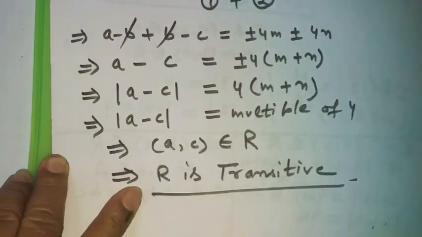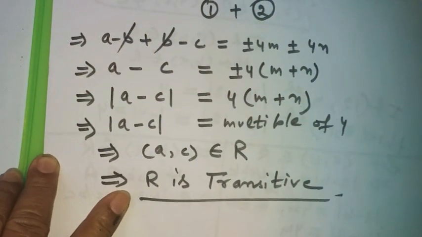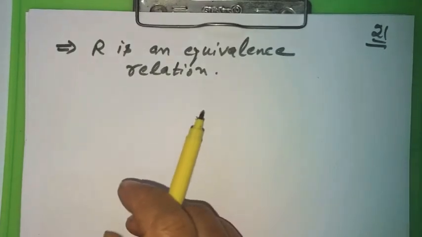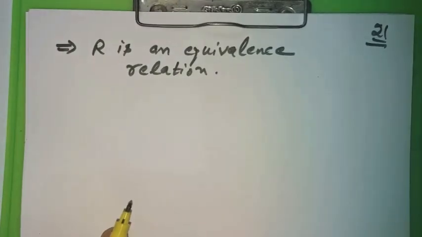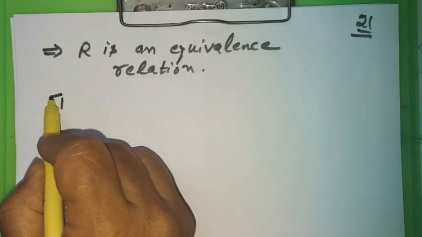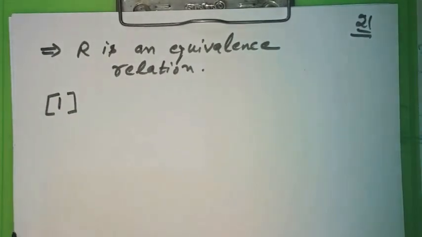So we have proved that the relation is reflexive, symmetric and transitive. Any such relation which is reflexive, symmetric and transitive automatically becomes an equivalence relation. So you have proved that R is an equivalence relation. There was one more part in the question which asked you to write the equivalence class of 1.